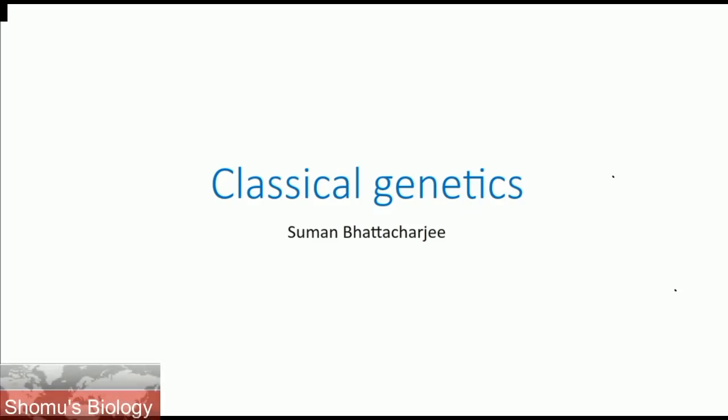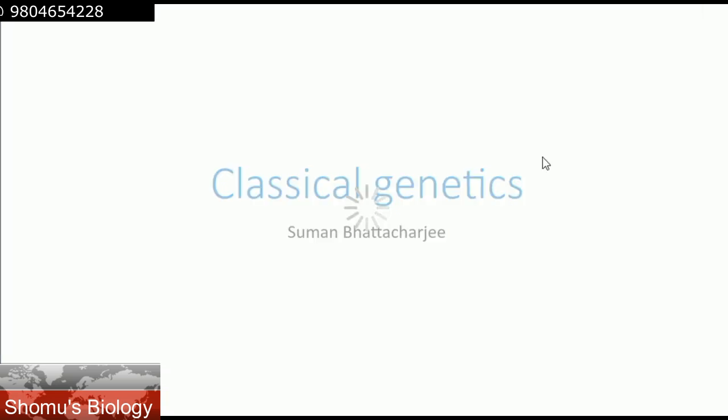Today we are going to talk about classical genetics. In the classical genetics part, we'll be talking about the different parts of Mendelian inheritance as well as non-Mendelian inheritance. This is very important because most of the problems or analytical questions that they will ask come from the non-Mendelian inheritance part. So let's talk about classical genetics.